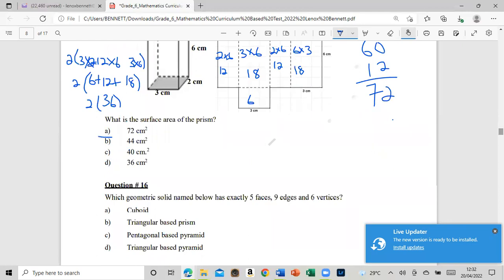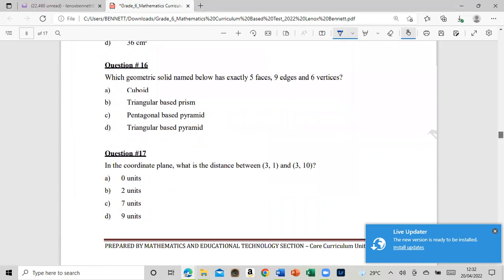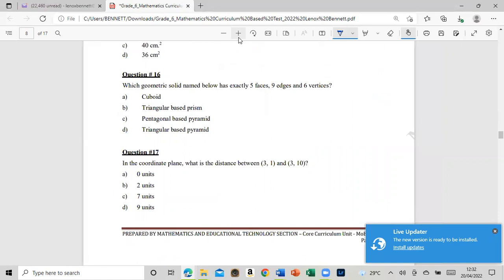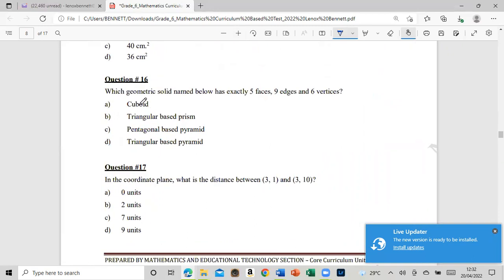All right, so that's 72. And let's move on to 16. And 16 says, which geometric solid named below has exactly 5 faces? Oh God. What happened here? So it's which geometric solid has 5 faces, 9 edges, and 6 vertices?